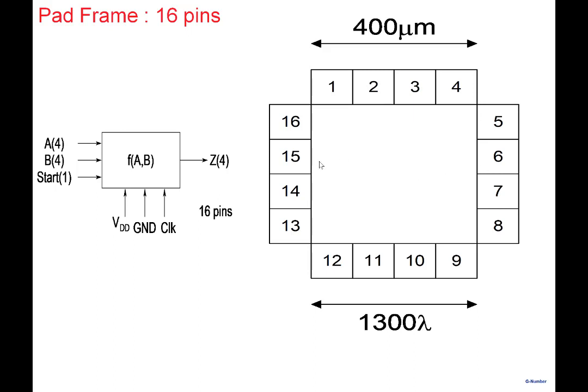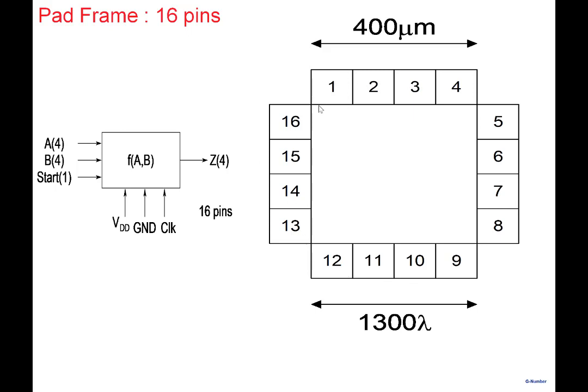The pins of the ICs are connected to these pads here. These are big metal pads, and maybe a very fine gold wire will connect this particular pad to the pin of the IC here. So this is what we call the pad frame. These are pads to which eventually the pins are connected. So this is the pad frame here. We want a 16-pin design, so we arrange the 16 pins in this particular manner as a ring.